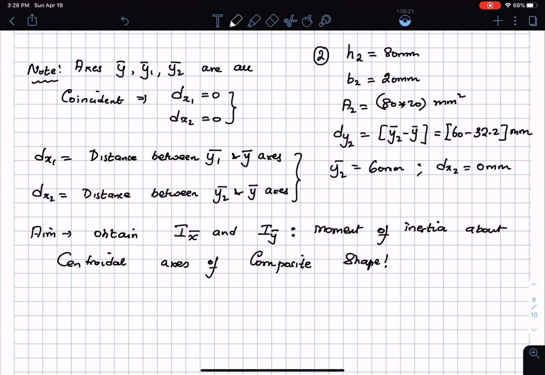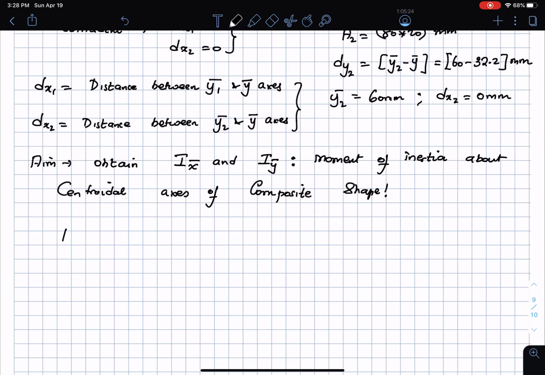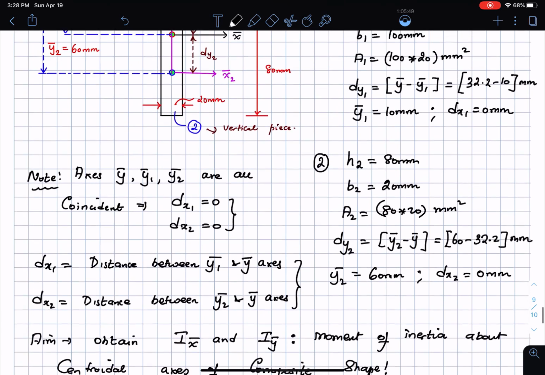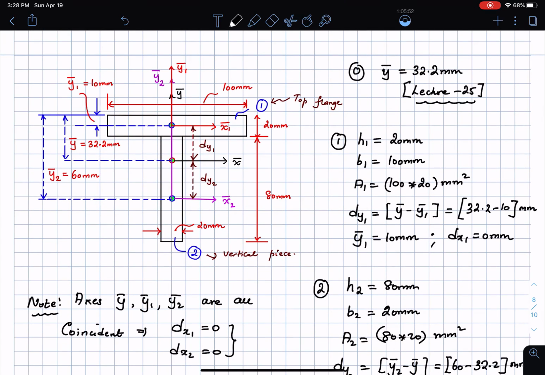Okay, and here is what we're going to be saying. Ix bar is equal to the following. We said that the moment of inertia of a composite body is the sum of the moments of inertia of the simple shapes, right? So Ix bar is going to be Ix bar of shape 1 plus Ix bar of shape 2. But you see that if I'm trying to find the moment of inertia of shape 1, the top flange, about the x bar axis, there is a certain distance that separates the centroidal axis of the first shape from the main centroidal axis, which means I have to use the parallel axis theorem.